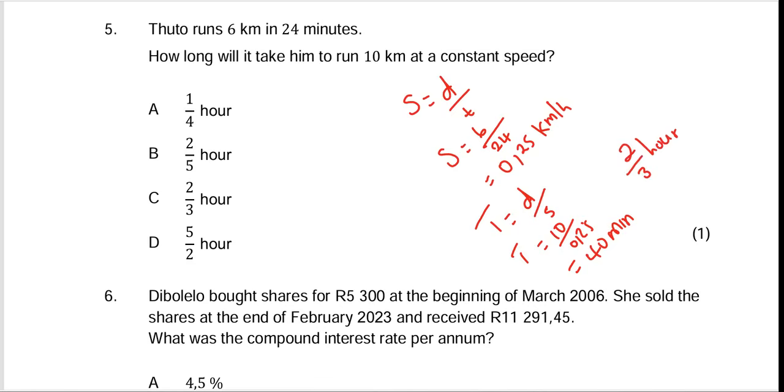So you can simply convert minutes to hours, you just divide by 60, because we know that in an hour we have 60 minutes. This is simply 40 over 60. And it's going to give me 2 over 3 hours. And then the answer is what? Our answer is C.